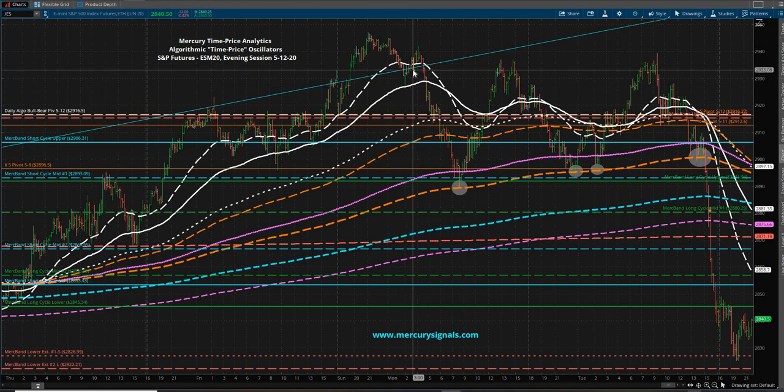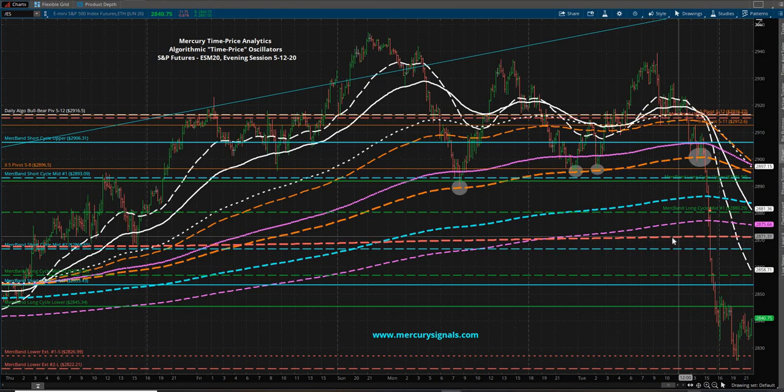The white oscillators are short-term oscillators. The dashed white one is the fastest. And then after that, in sequence of longer time, you've got the solid white one, the dotted white one. The orange ones are trend oscillators. This is the faster of the two. This is the longer cycle of the two. Then you've got acceleration oscillators, and then we've got really long-term stuff.